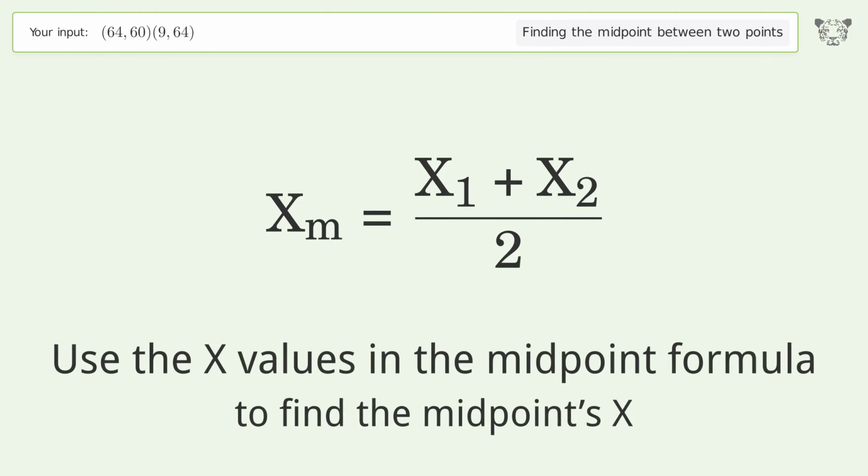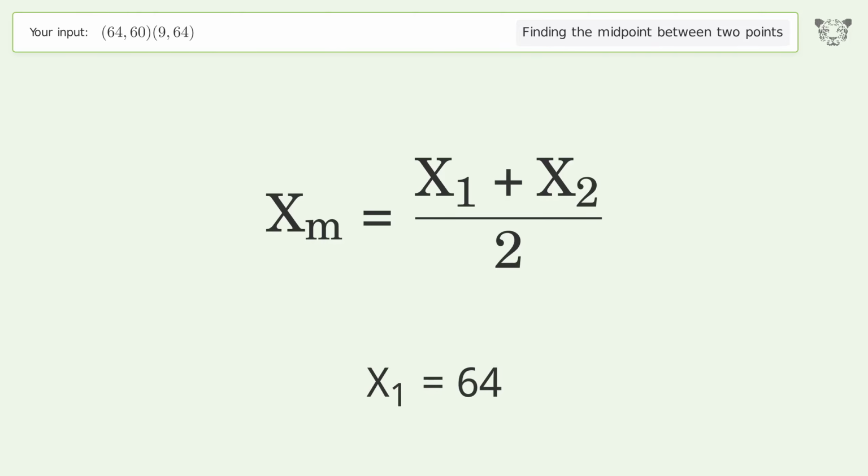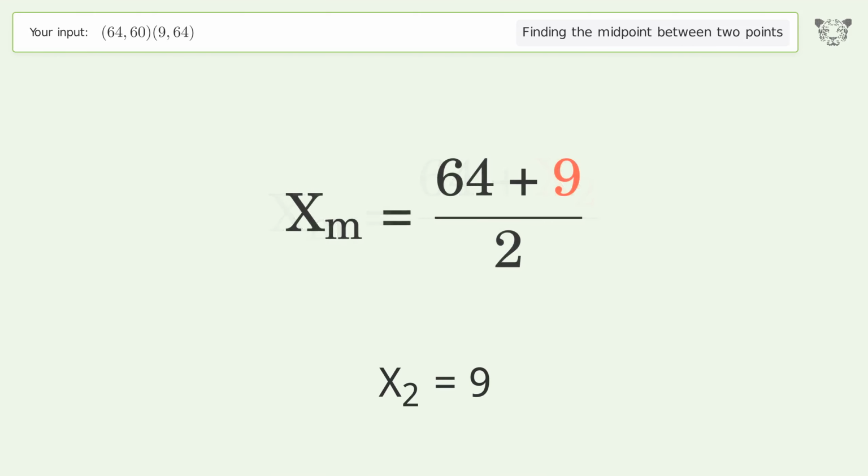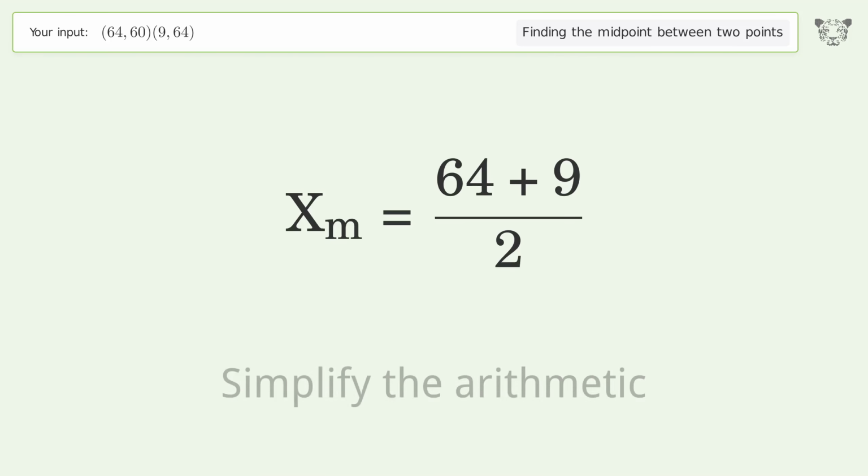Use the x values in the midpoint formula to find the midpoint's x. x1 equals 64. x2 equals 9. Simplify the arithmetic.